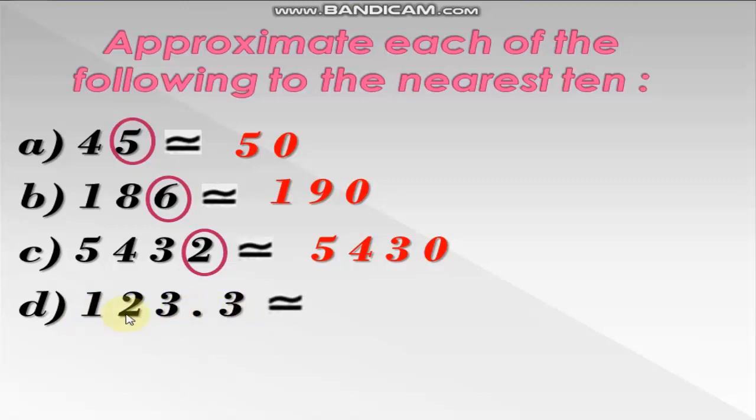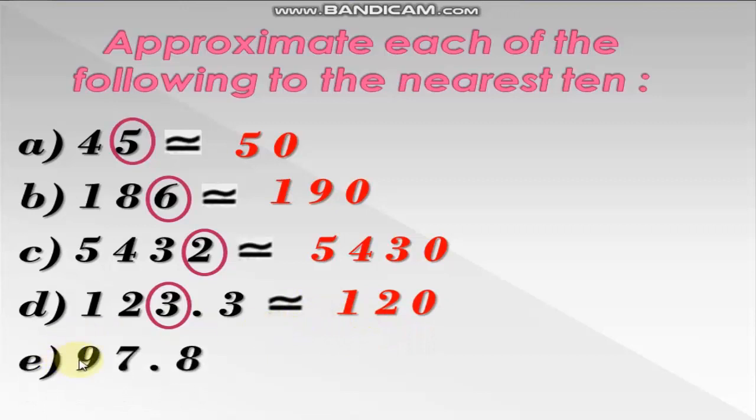Letter D, 123.3 approximated to the nearest ten. The tenth here is number 2. Look at the unit. The unit here is number 3. 3 is less than 5, so we replace it by 0 and remove the decimal point and keep the other digits as they are. So 123.3 approximated to the nearest ten is 120.